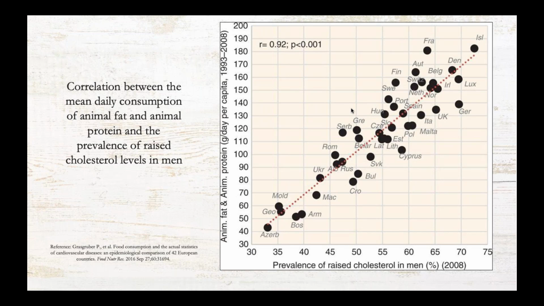Now I'm going to go back a year prior to the PURE study, and these are slides from the Grasgruber paper that was in Food and Nutrition Research in 2016. It looked at animal fat, animal protein, and raised cholesterol. And we know that animal fat and animal protein raise cholesterol. That's what's clearly shown here.